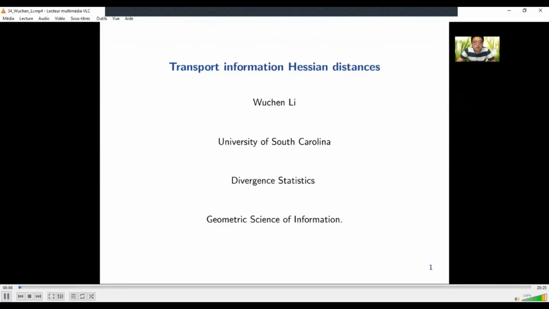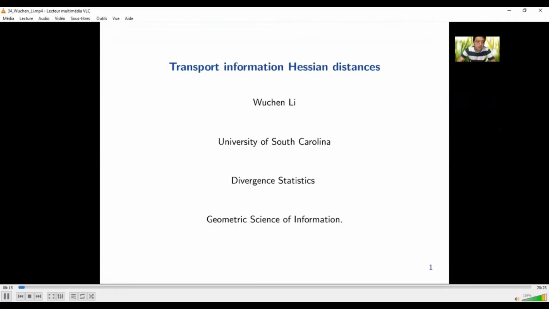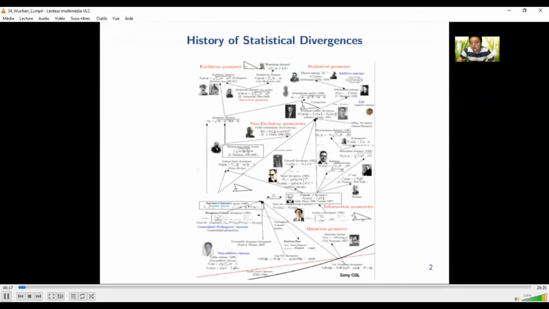Today I want to talk about the so-called transport information Hessian distances. At the beginning, let us quickly review the history of statistical divergences. People at the beginning were interested in the Euclidean distances, some quadratic distances, and Riemann distances, and so on and so forth.